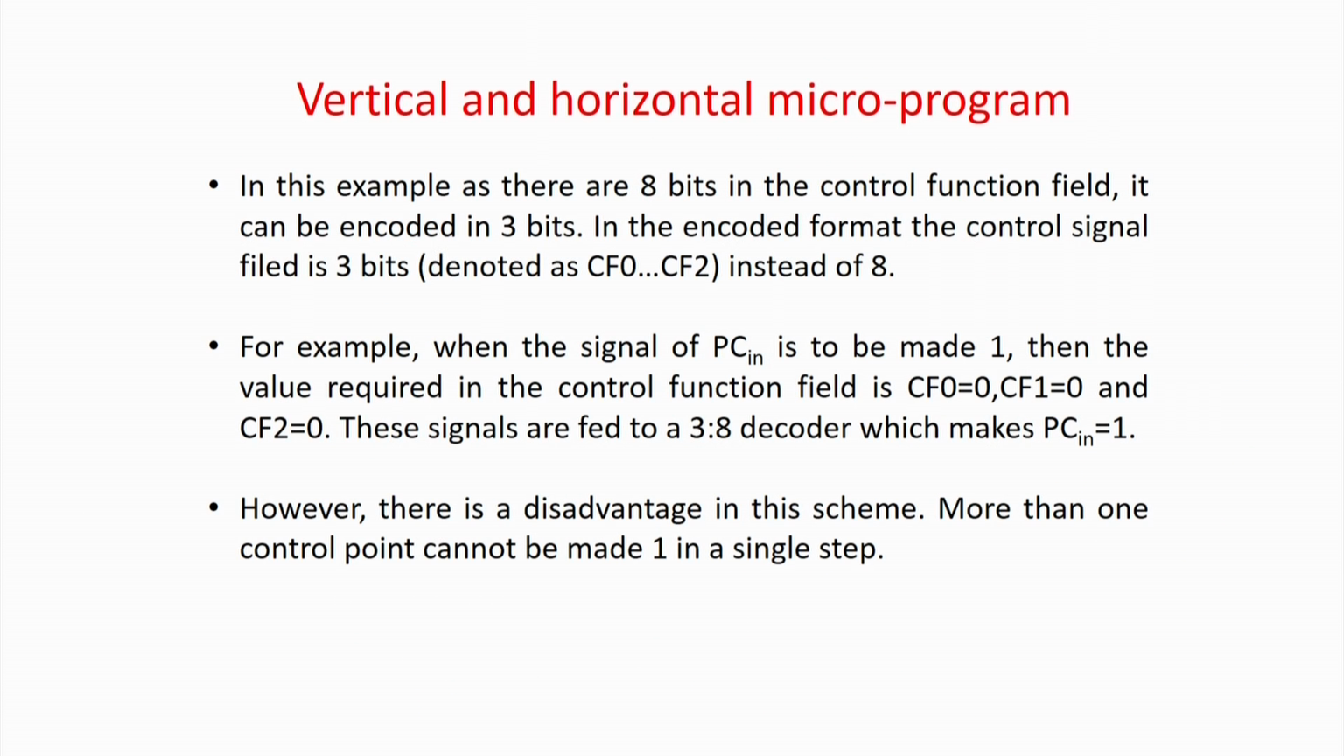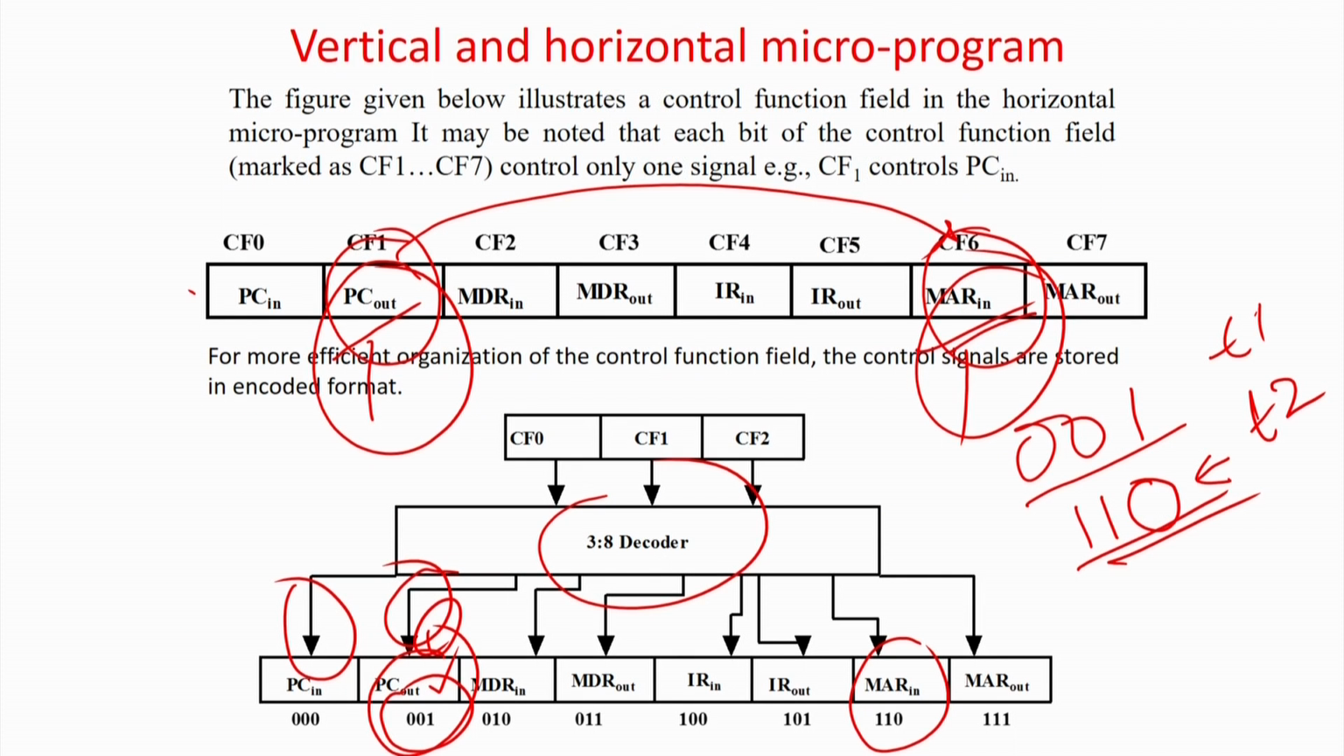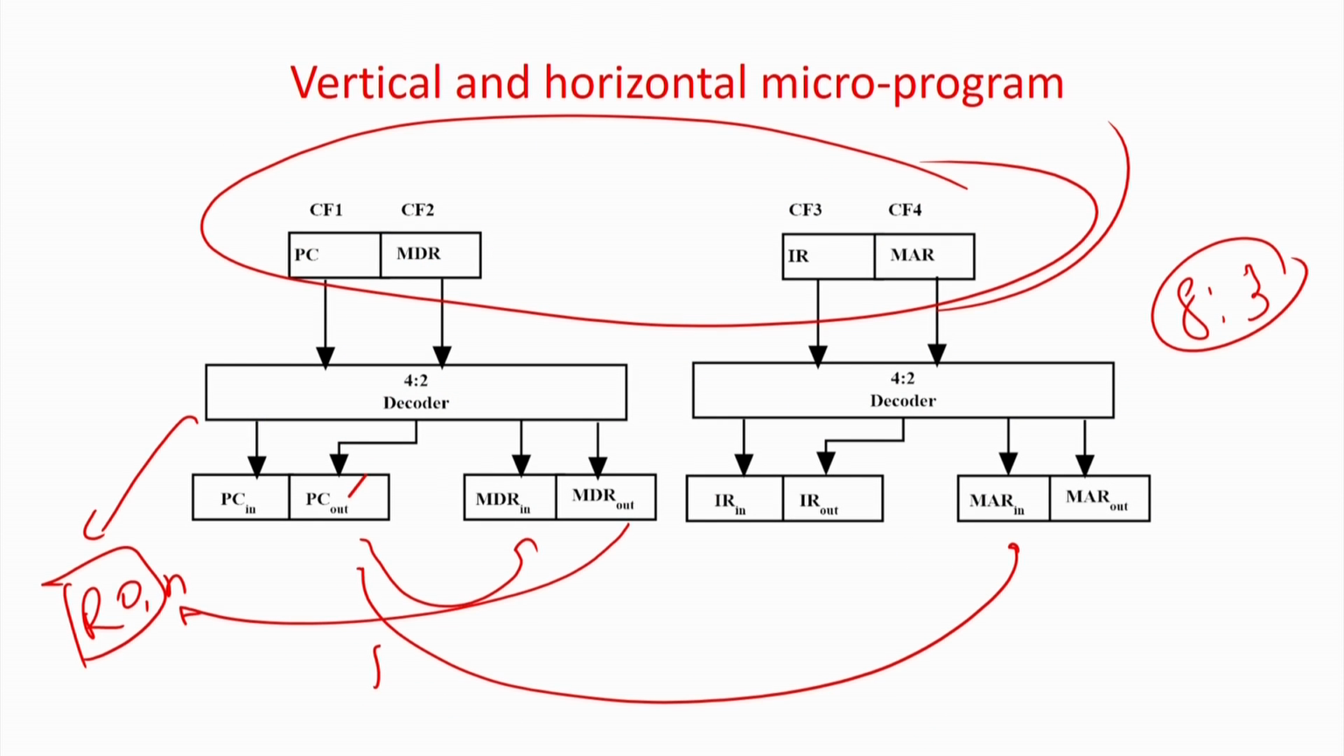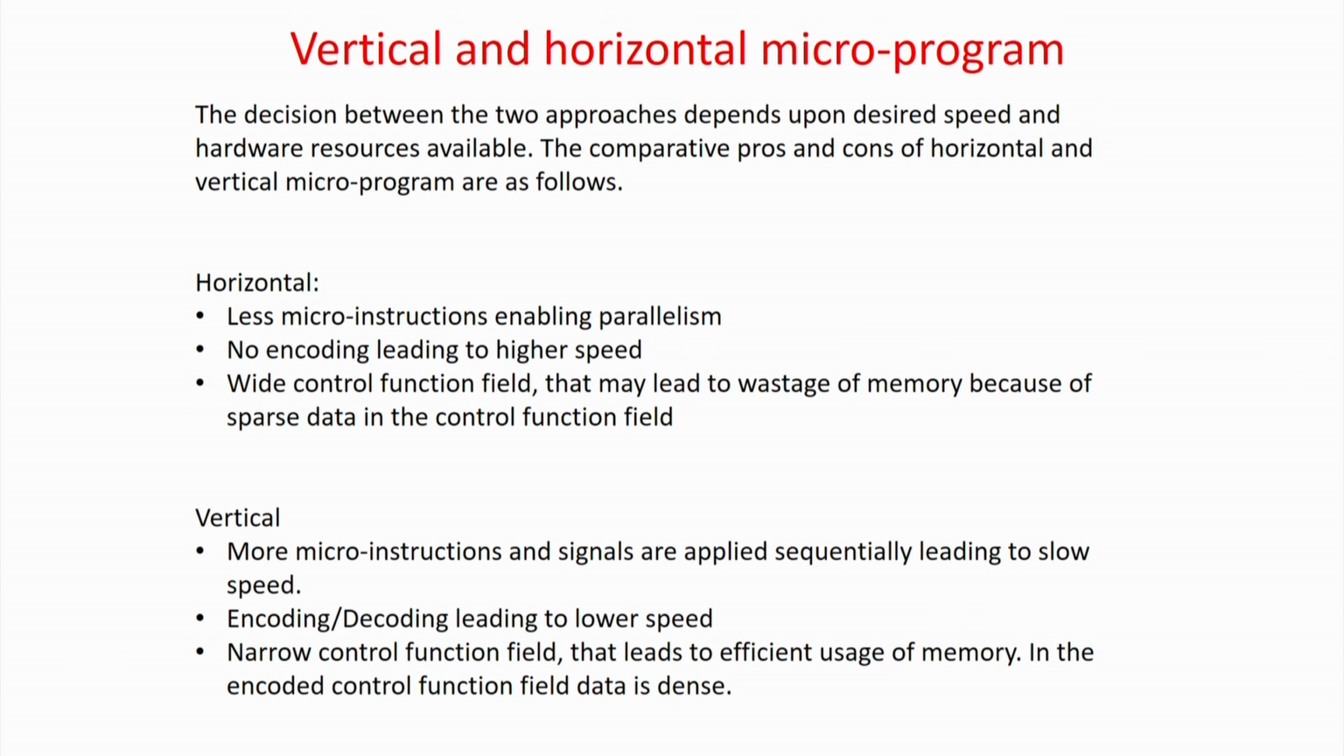This is just for you to read and get what I was actually discussing. But the disadvantage is that more than one control point cannot be made one in a step if it is a full vertical arrangement. This slide explains this figure. This is what I have described, how to do an intercluster organization.